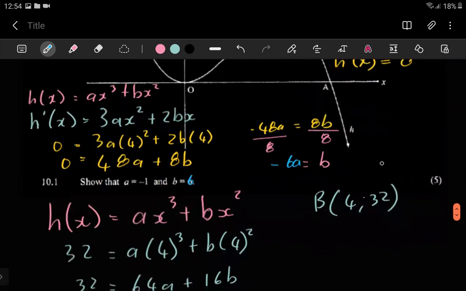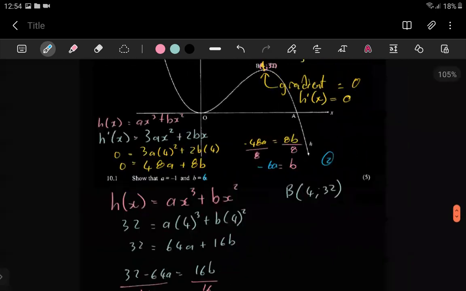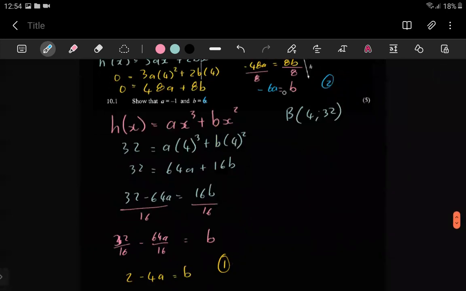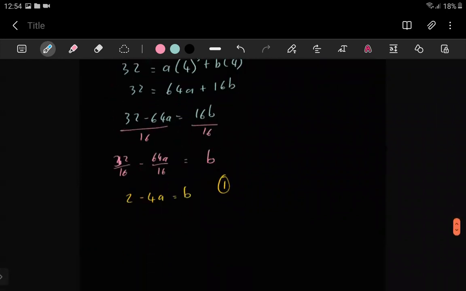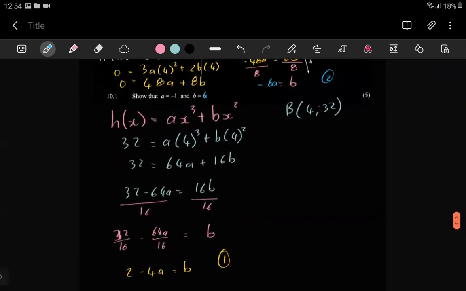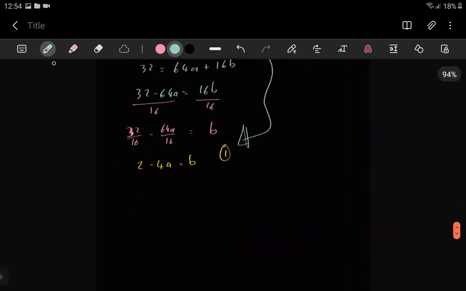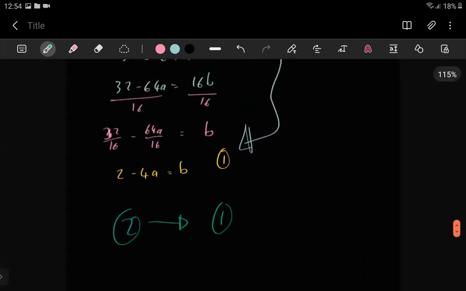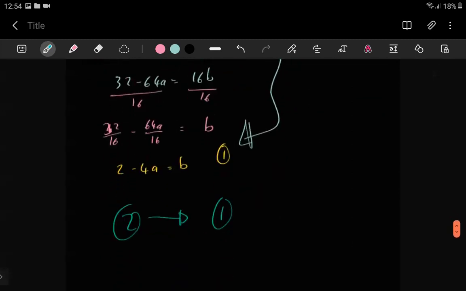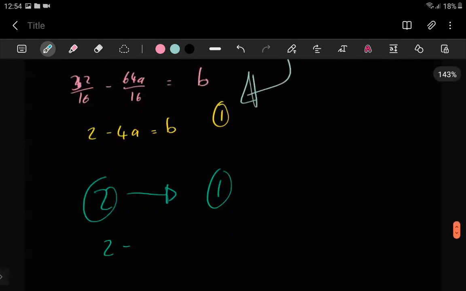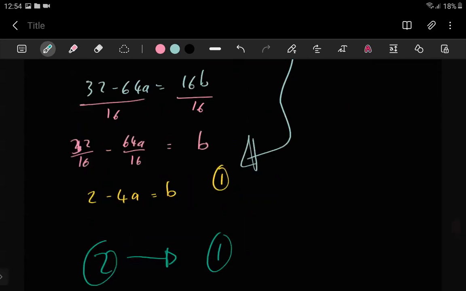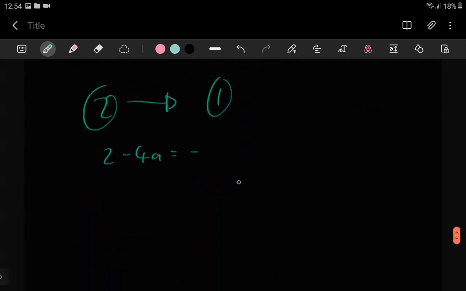So here we have a second equation, you see. Equation 2, equation 1. So we can just throw 2 in there. Let's put an arrow even. We're going to throw it in there. So let's see here. Equation 2 going into equation 1. We're going to have b is what? b is negative 6a, you see. So this is like 2 minus 4a equal to negative 6a.